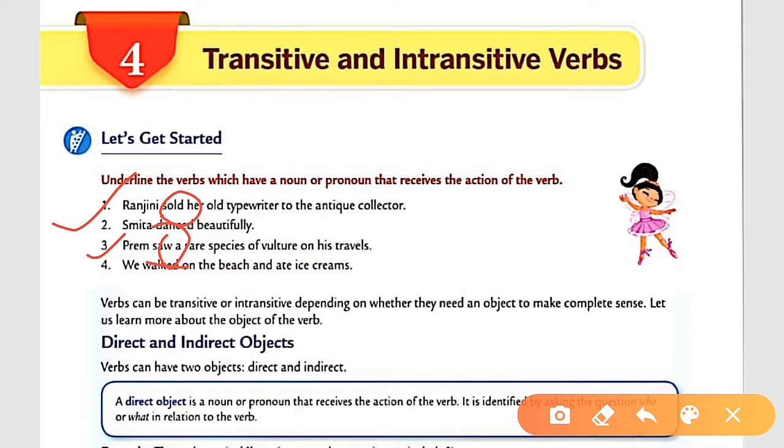Number 4, he walked on the bench and ate ice creams. Ate is your verb here. Okay, so this is complete.